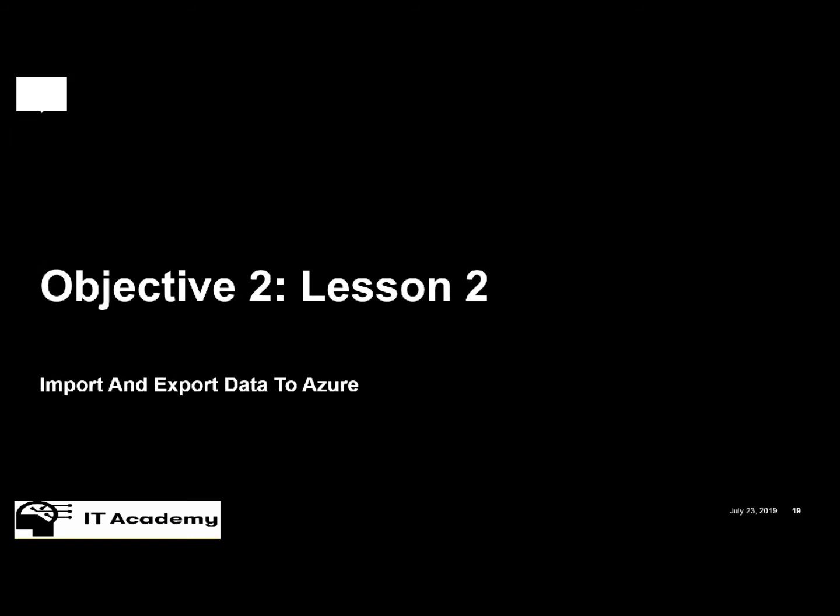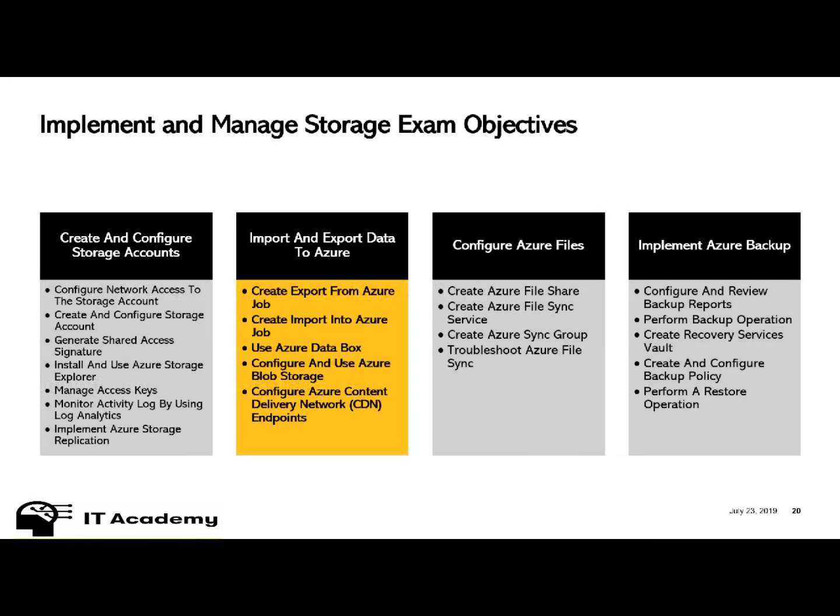The second lesson under Objective 2 is about importing and exporting data into and from Azure. As a Microsoft Certified Azure Administrator, you're going to be expected to be able to handle several data import and export scenarios. This is where we're taking information either from another cloud service provider like Amazon, from an on-premises data center, from a hard drive someplace, and making that data arrive into Azure.